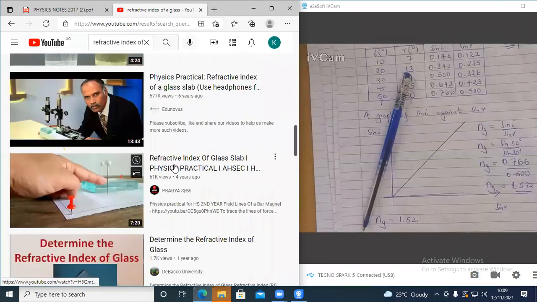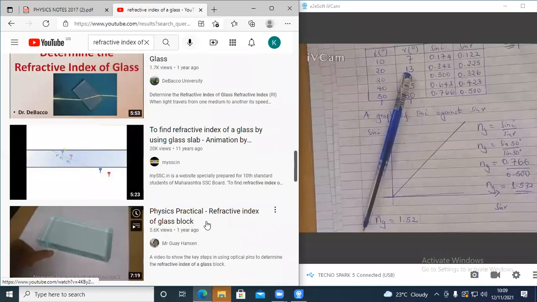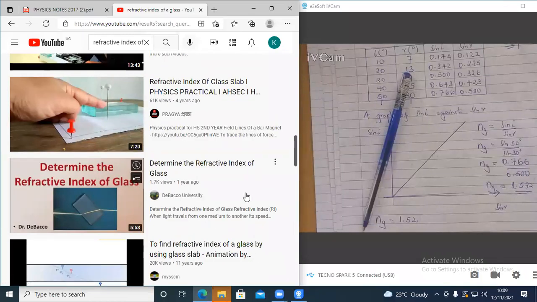I want to get a clear one for you, a clear one.